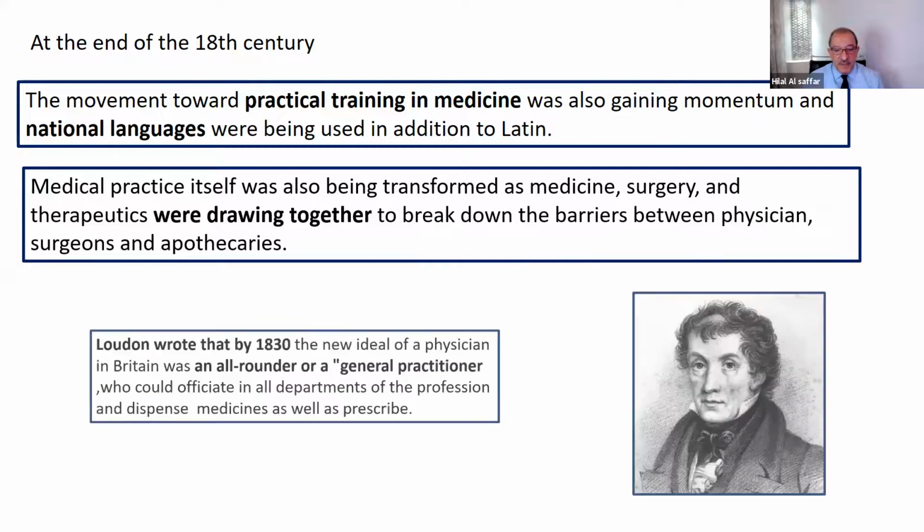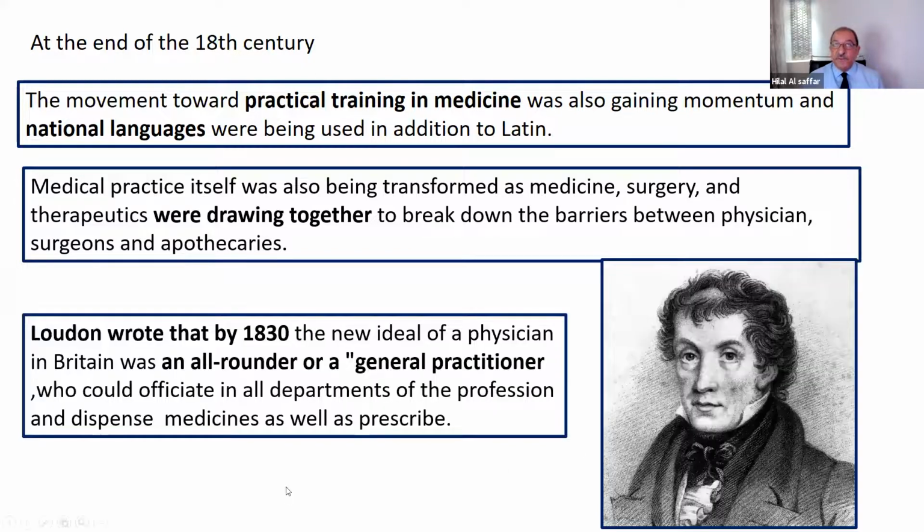And London wrote by 1830 the new idea of the physician in Brighton, an all-rounder or general practitioner. That is, he can diagnose, prescribe, and do minor procedures for the patient. And therefore, this is the first idea of having a general practitioner doing many items at the same time.